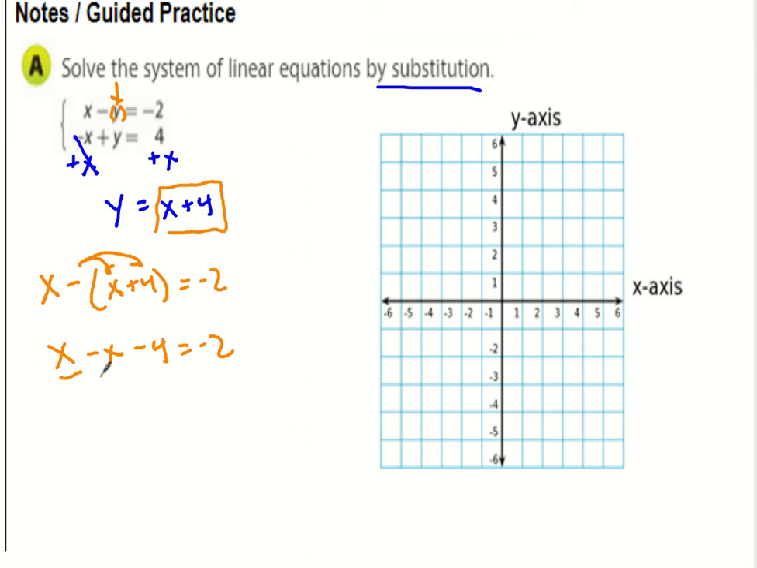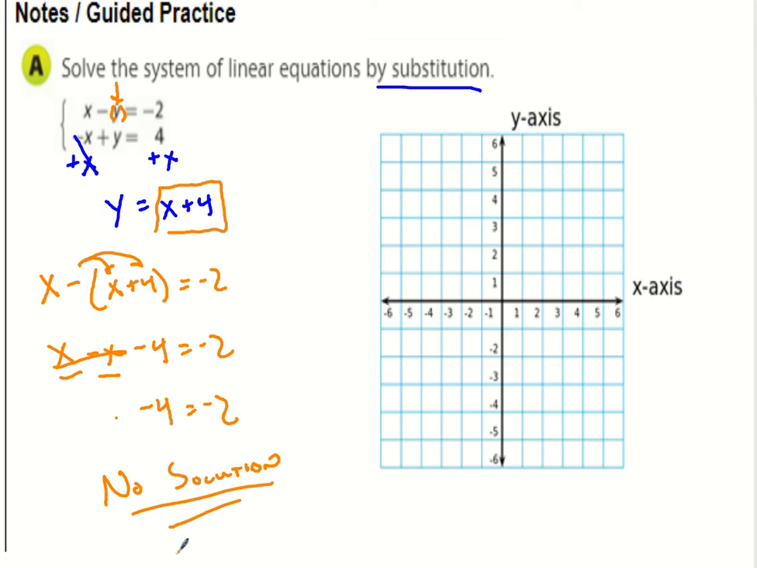Now from here, I'm going to combine my like terms. Those go away, because x minus x is just 0. I'm left with negative 4 equals negative 2. Now this is where we look back to our knowledge from solving equations before. Whenever our variables cancel all the way out and the left side is not equal to the right side, so if I'm left with no more variable and the left side and the right side are different values, that is an example of something with no solution.